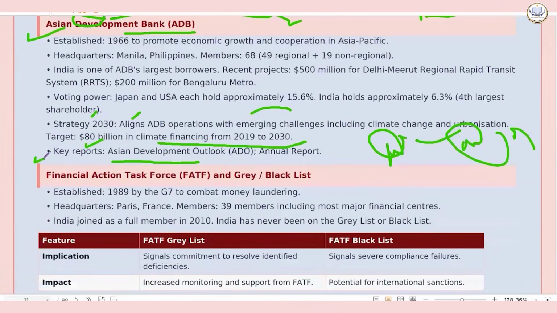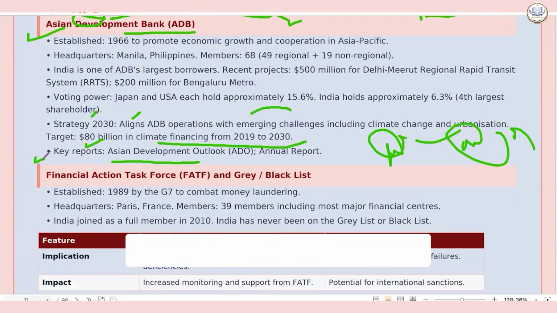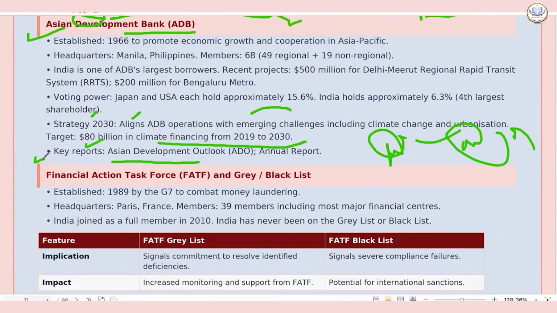Then we have FATF, and it was so much in the news because of Pakistan and the stance taken by FATF. So it was established in 1989 by the G7 to combat money laundering. Headquarters is in Paris, France. Members are 39, including most major financial centers. India joined as a full member in 2010. India has never been on the grey list or black list.